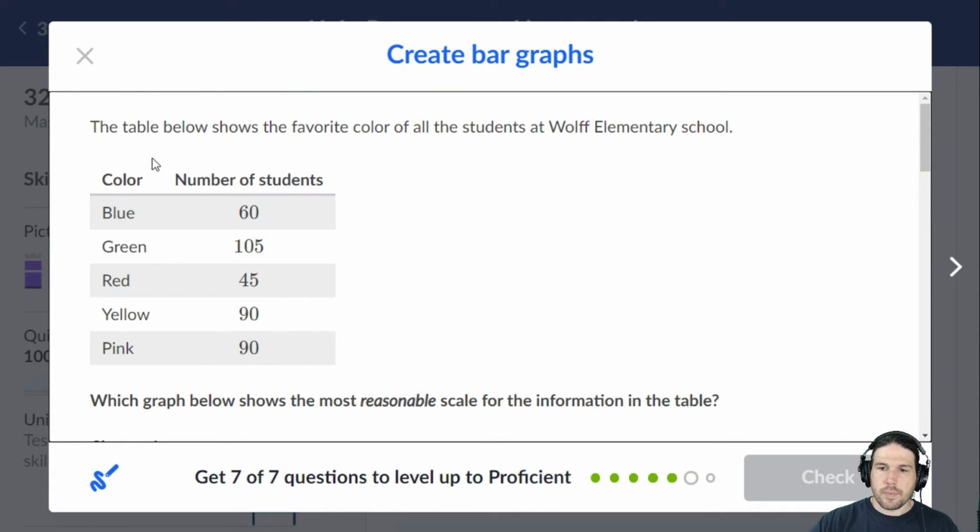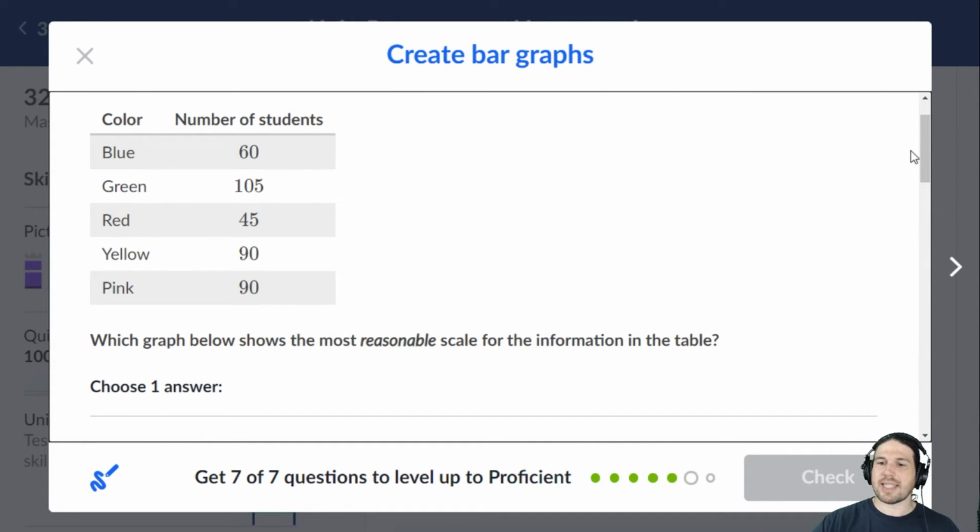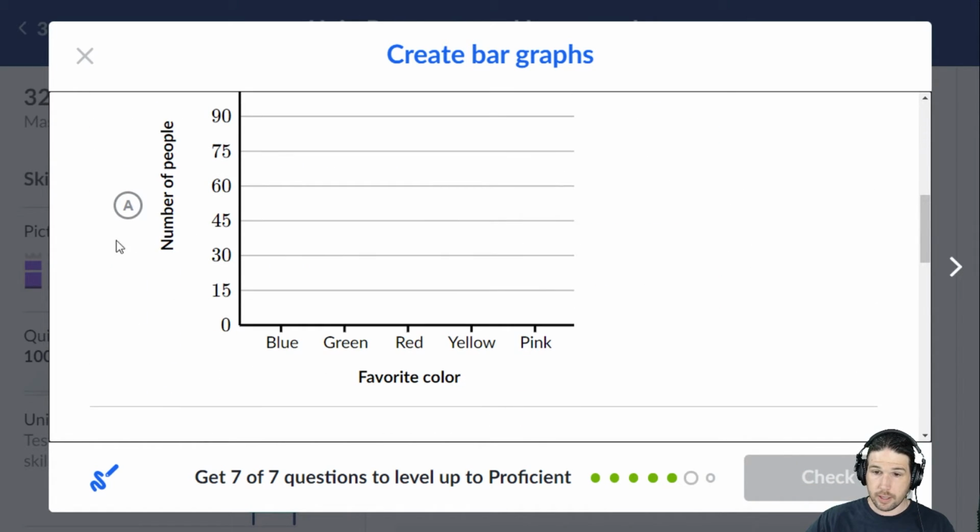The table below shows the favorite color of all the students in Wolf Elementary School. So again, it's just asking for the most reasonable scale. When I see the highest is 105, then I'm going to scale it such that my highest amount is somewhere in that vicinity, maybe 120. Hey, look, 120.